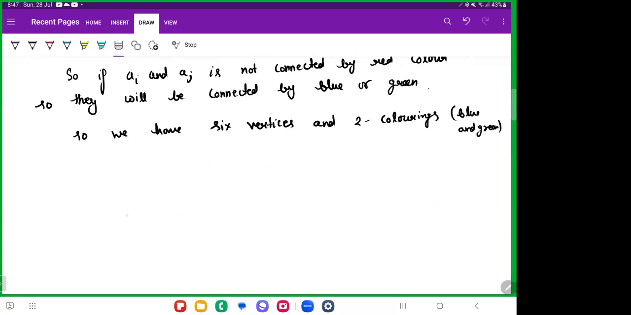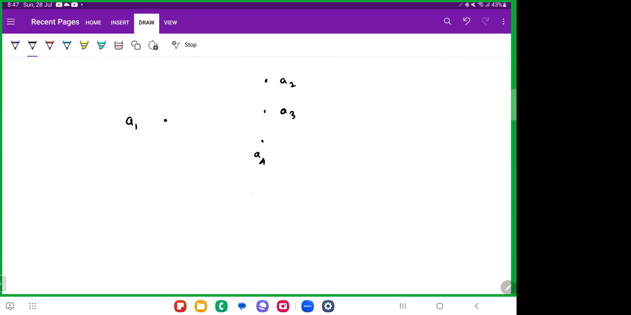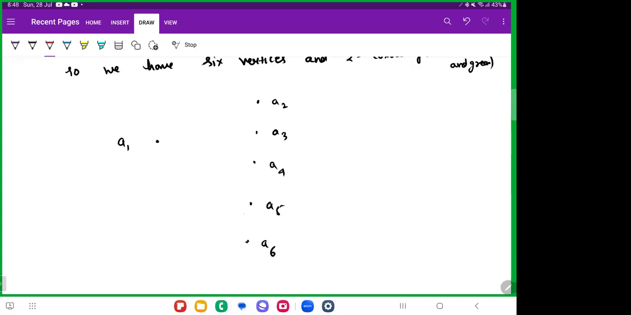So we have six vertices, A1, A2, A3, A4, A5, A6, right? Now start coloring. We have six vertices, and we want to color them with two colors. So can you help me now?